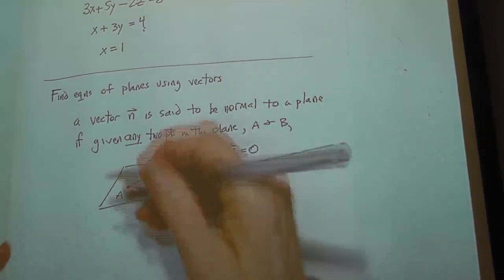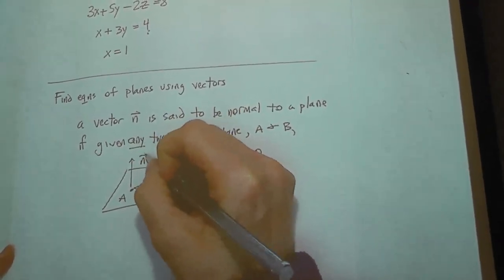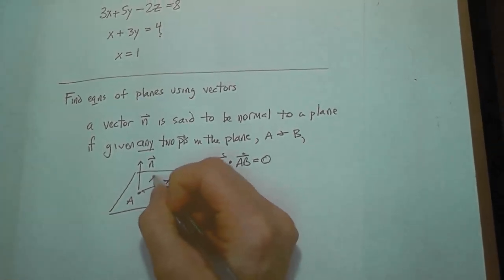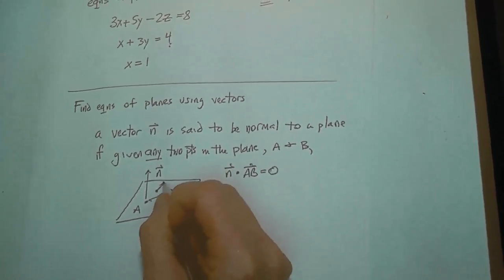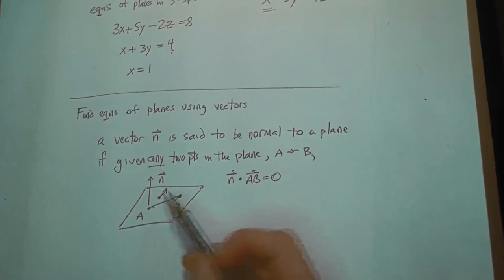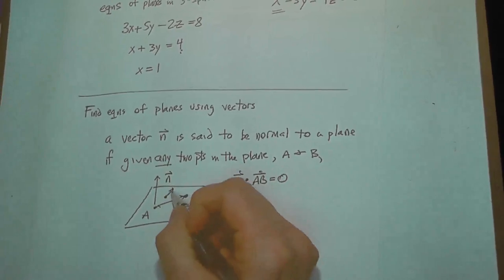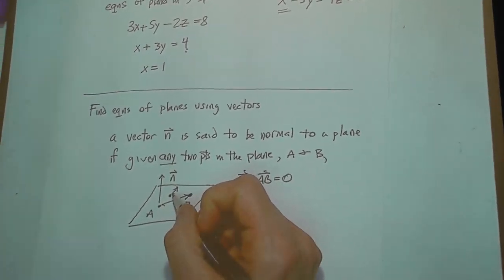So in other words, is my n a normal vector? I don't care what two points you give me, as long as they are points in the plane, they generate a vector parallel to the plane, and this vector n dotted with this vector here will be zero.